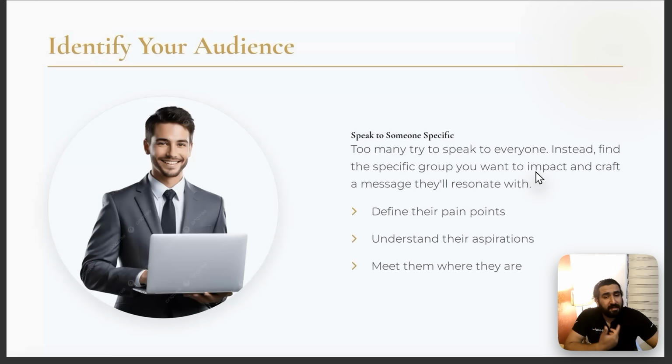Define the pain points, understand their aspirations, meet them wherever they are, and connect with people. Identifying your audience is something that you will do once you have your vision, okay? So again, how these steps align: number one, you will identify your vision, and once you have the vision, number two, you will connect to your audience, okay? And this is an iterative process. You will have to do a lot of trial and error.